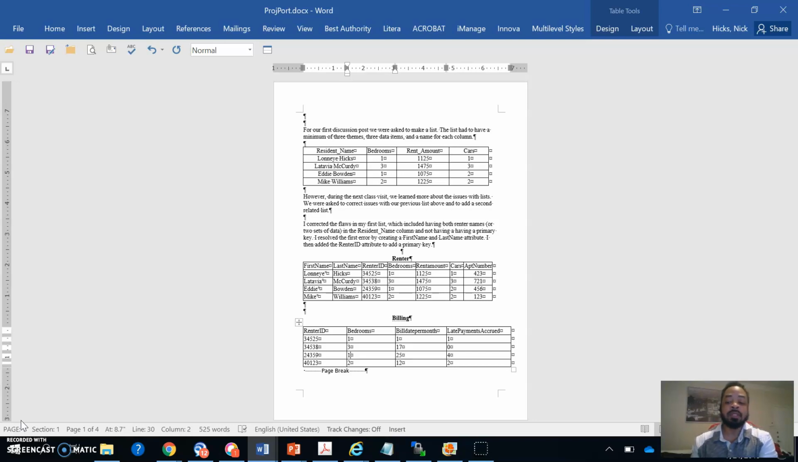My second list slash table was for billing. I used a foreign key, renter ID, kept bedrooms into the next table, added the bill date, which was very relevant to billing and late payments accrued.